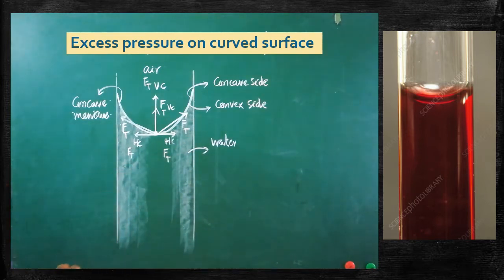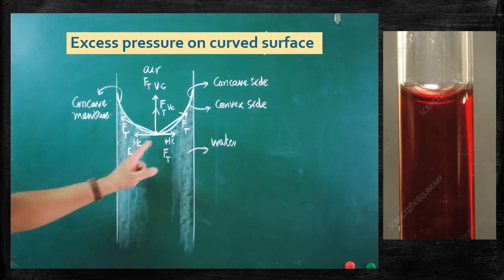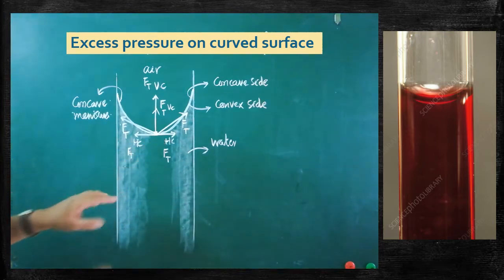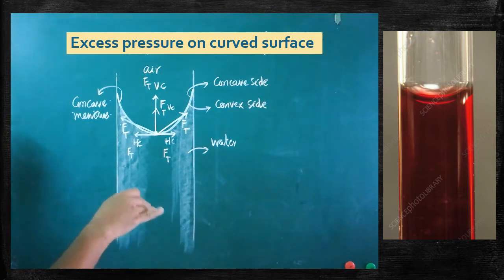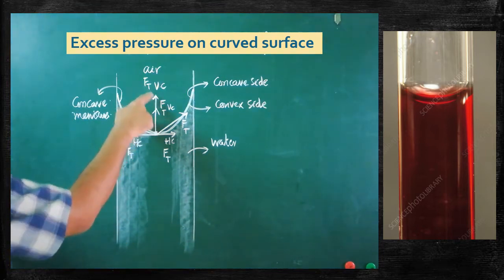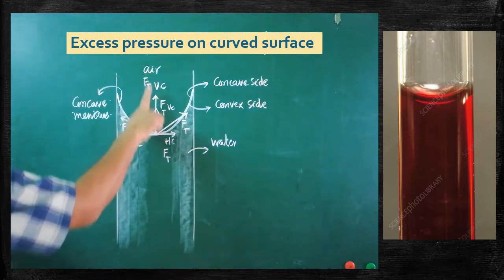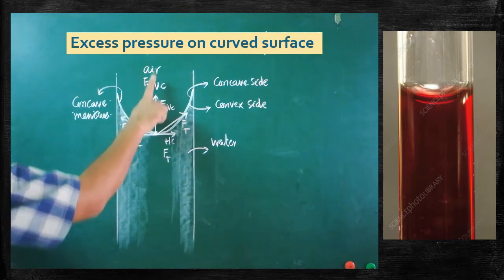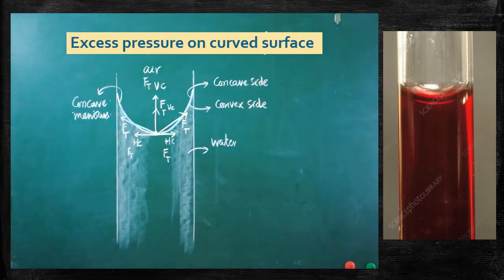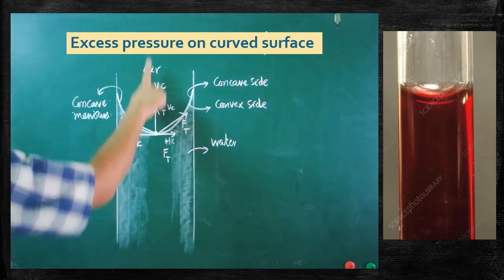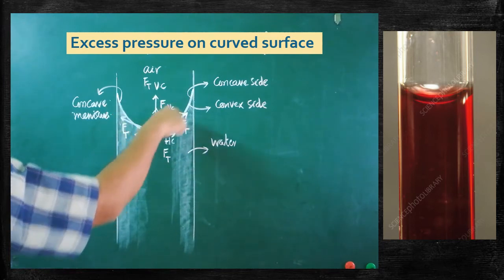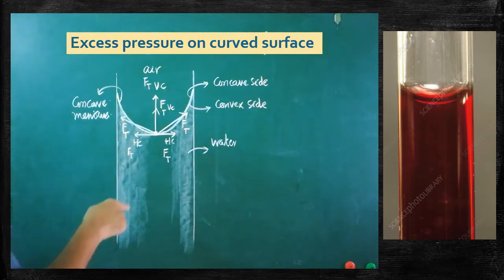FTHC. Here, the horizontal components, both of them will be equal and opposite, and will nullify each other. But the two vertical components of this force are both acting in the upward direction. Are you clear? Both are acting in the upward direction. The net force is acting in this direction. So when the net force is acting in this direction, what will happen? The shape of the curved portion should be maintained.